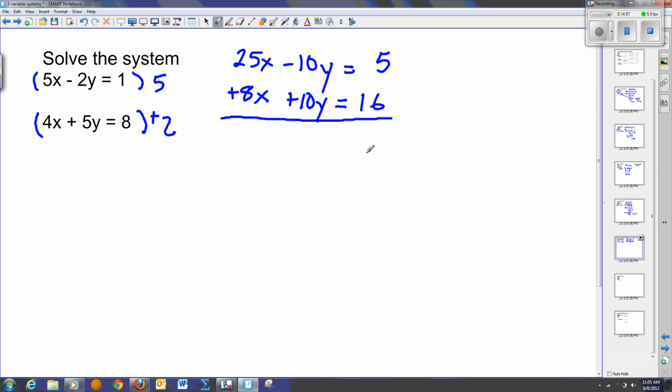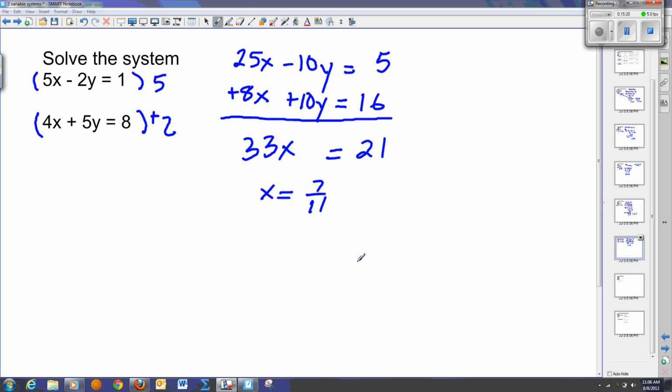And we're going to add those up. I get 21, is equal to, this is not pretty, 33x. So x equals, 3 goes into both of these, 7 over 11.